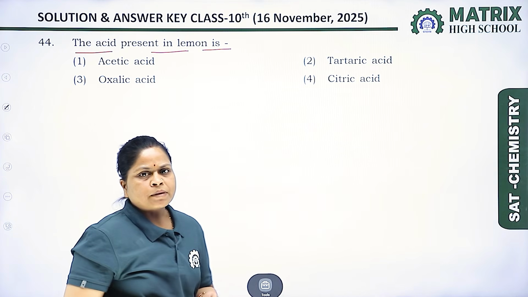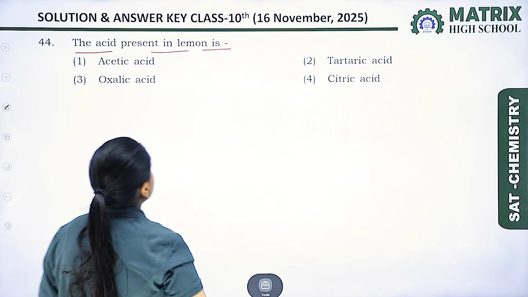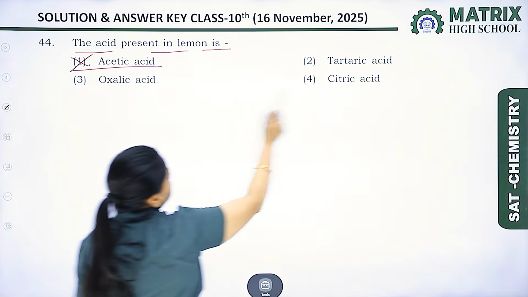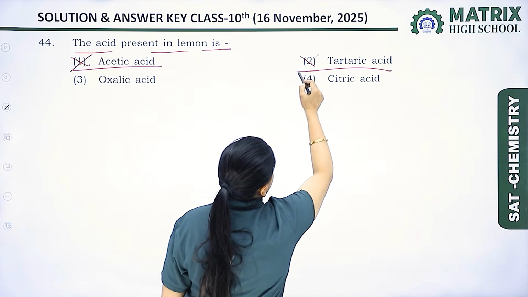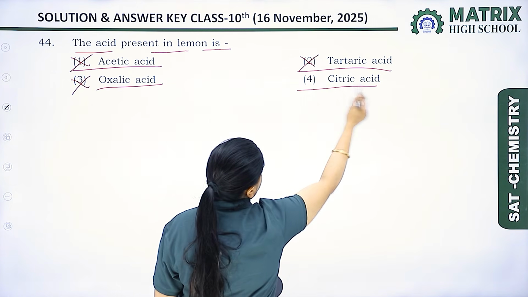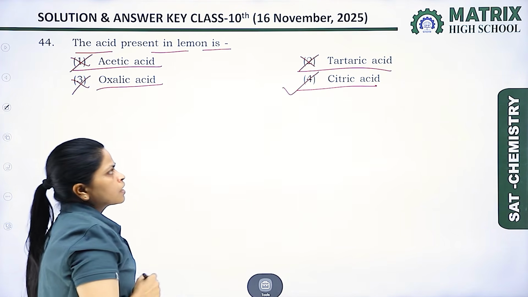Now the next question is, the acid present in lemon is. As we know that lemon has citric acid. Option 1, acetic acid, it is wrong. Tartaric acid, it is wrong. Oxalic acid, it is again wrong. And 4, citric acid, yes, this is the correct answer.